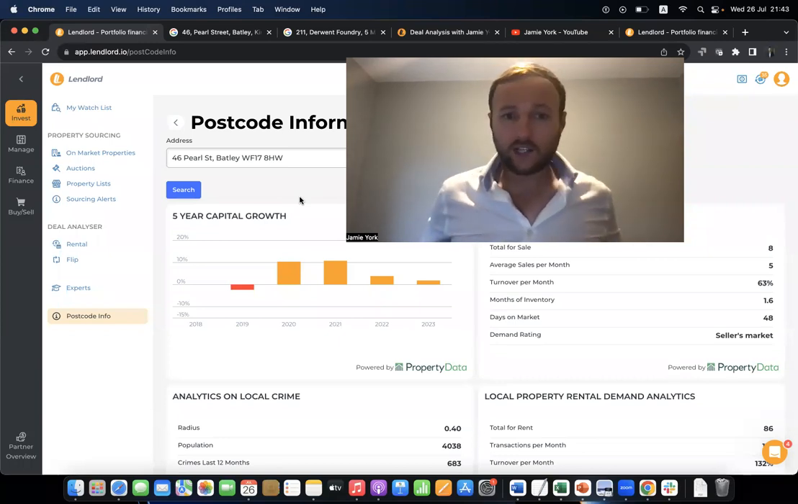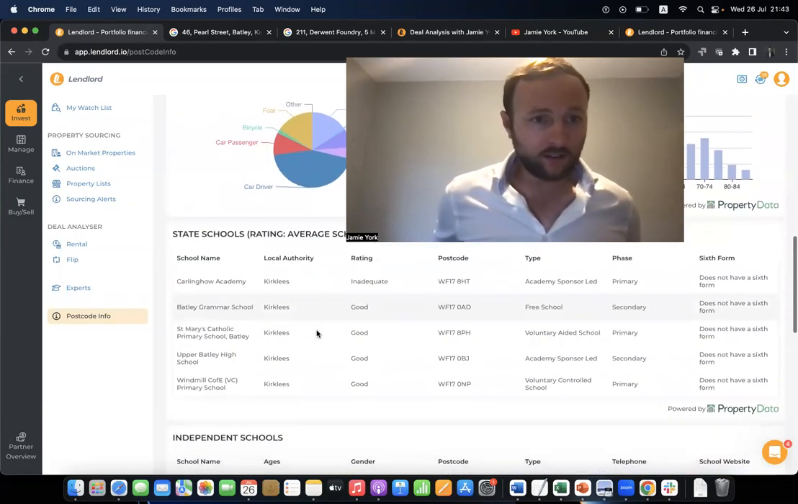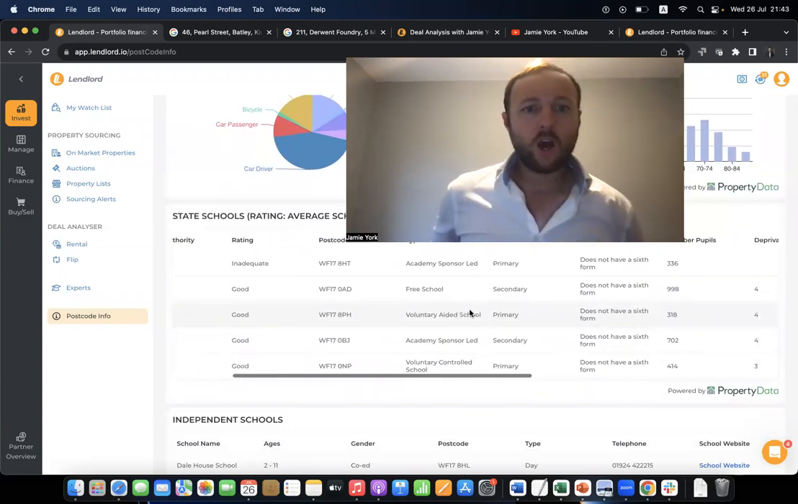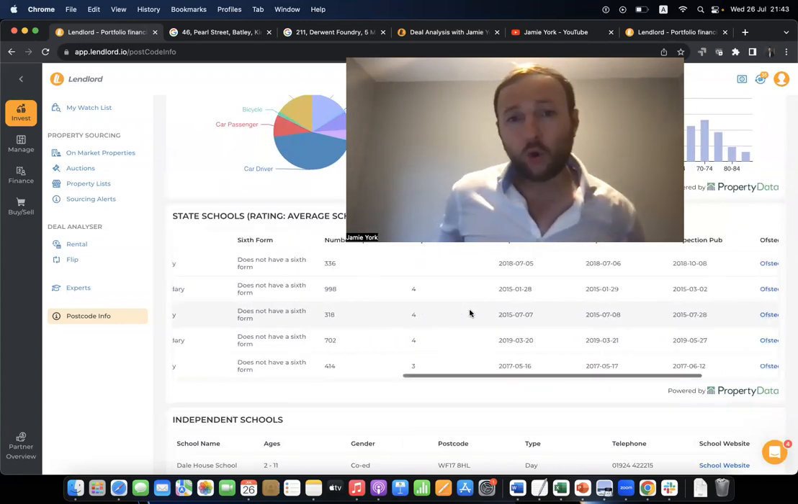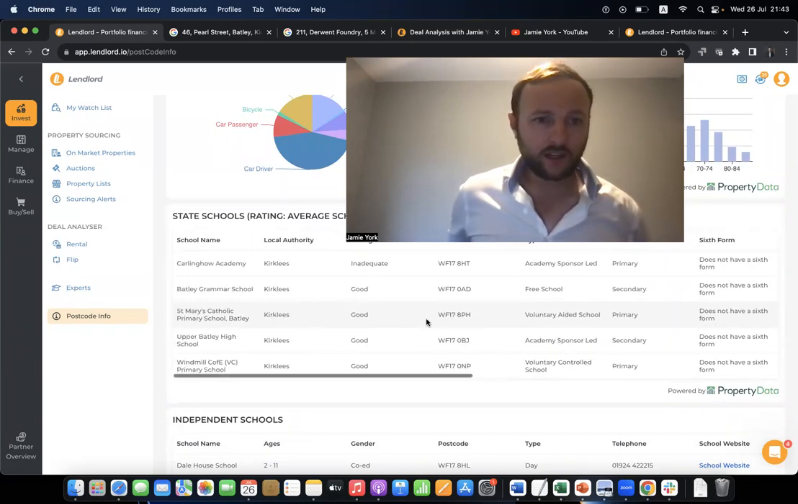The final one is schools. That would be my third one that I absolutely love, is what schools are in there, and are there at least 2 schools that are good or outstanding in the area?